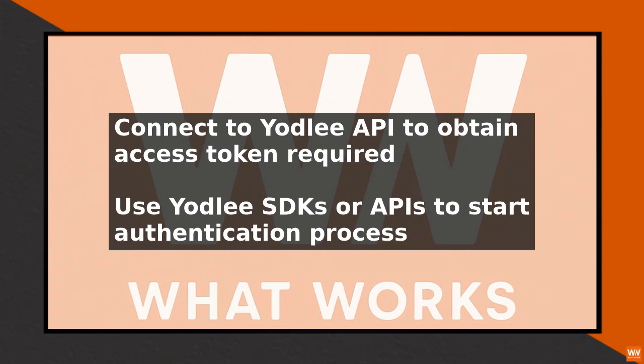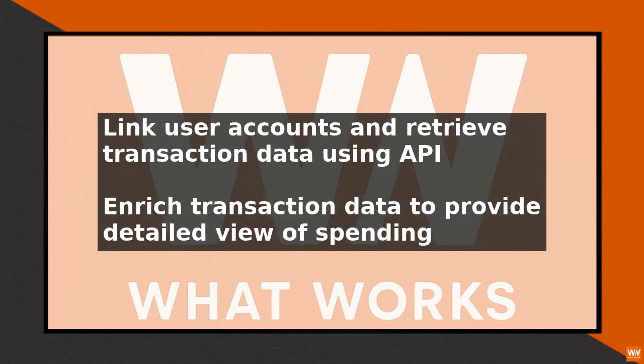The Yodlee enrichment process involves categorizing and enriching the transaction data to provide a more detailed view of the user's spending habits. This includes assigning categories to transactions, such as food, transportation, or entertainment, and providing additional information, such as merchant names and logos. To implement Yodlee enrichment, you need to follow these steps.